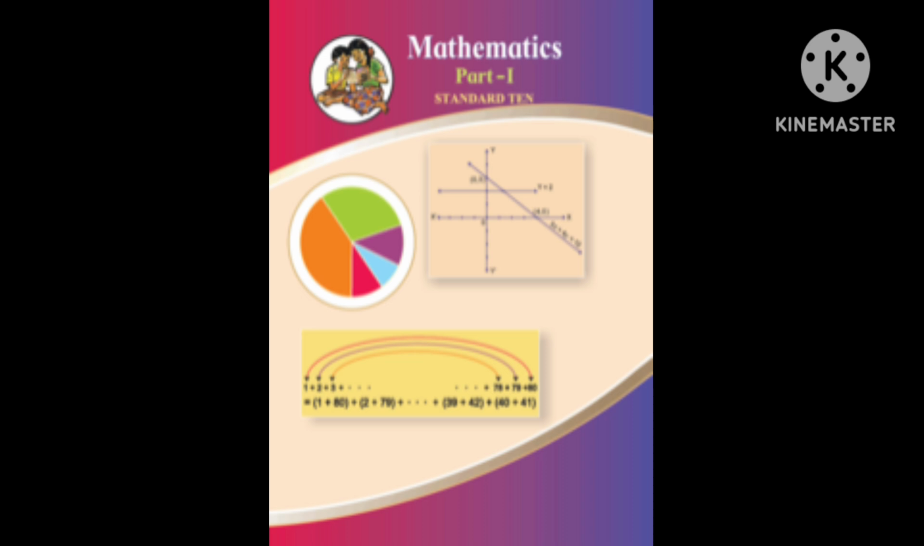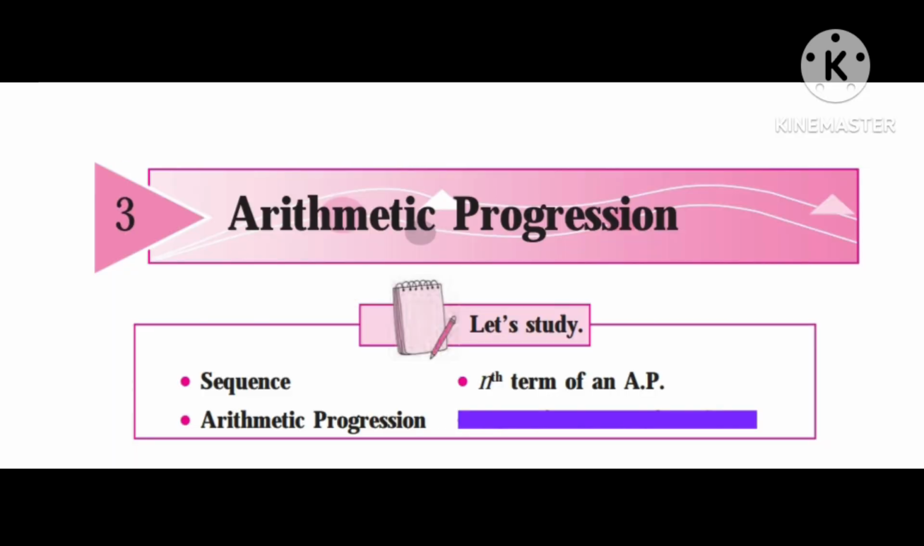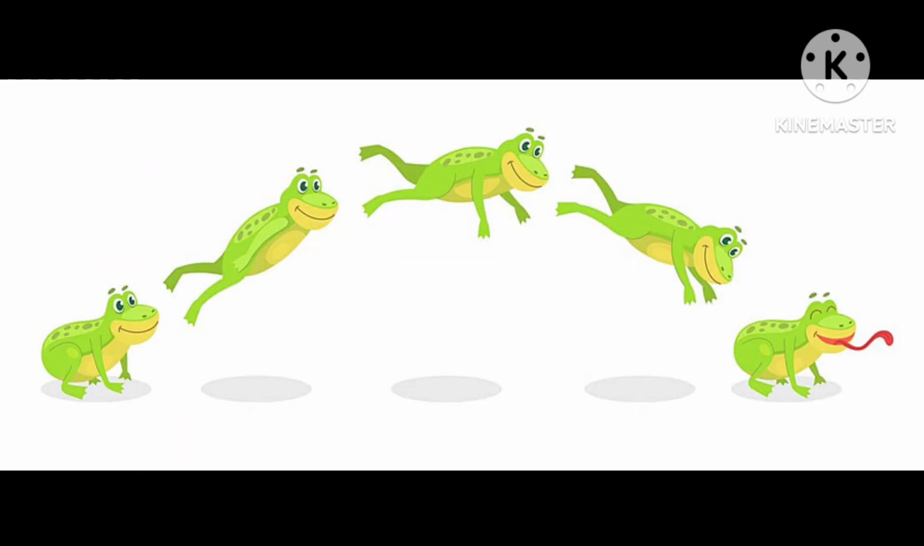Today we are going to study Mathematics Part 1 of Standard 10. Unit number 3, Arithmetic Progression. In this unit, we are going to study subunits: sequence, nth term of an arithmetic progression, and arithmetic progression.